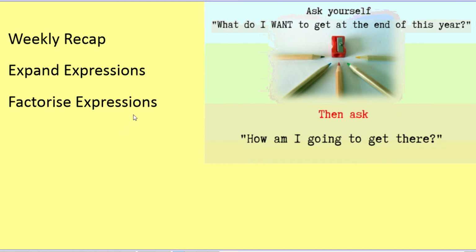This one's a little bit of a longer one. We've got quite a lot of algebra to get through, so just stick with me. As usual, you can pause the video at any point, have a go at the questions, and then check with my answers. So we're going to be looking at expanding expressions today and factorising expressions.